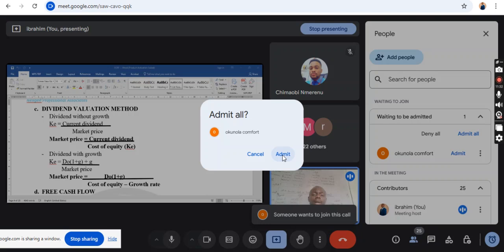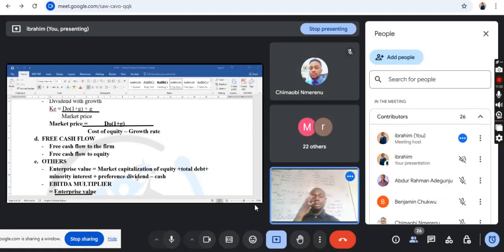Then another method of valuation is free cash flow. Of course, why do you want to prepare a cash flow? It is because it is free. We've explained this in our previous lecture: free cash flow to the firm, free cash flow to equity. In our previous lecture, we were able to examine free cash flow to equity. We did not talk about free cash flow to the firm. It is still the same thing.